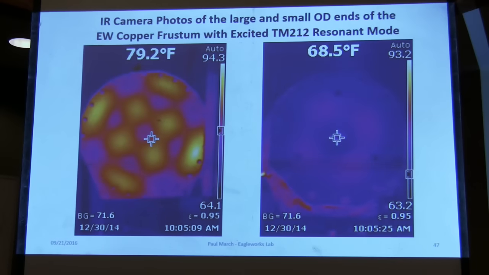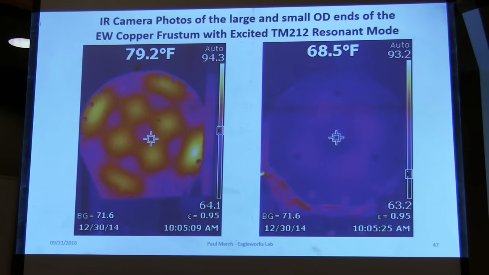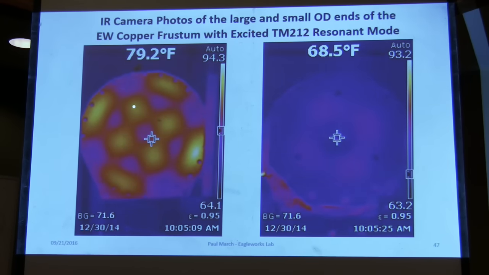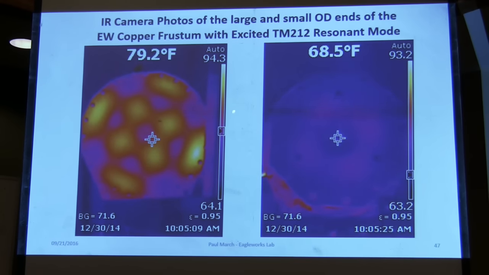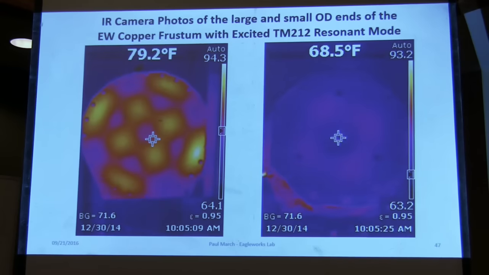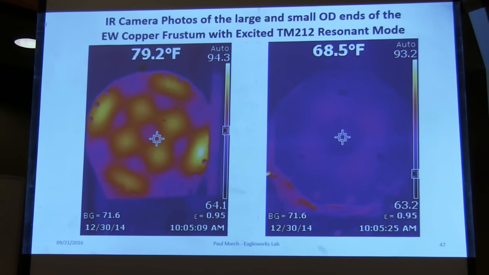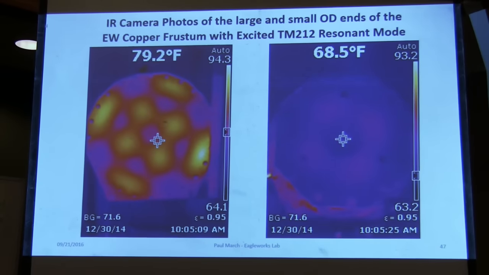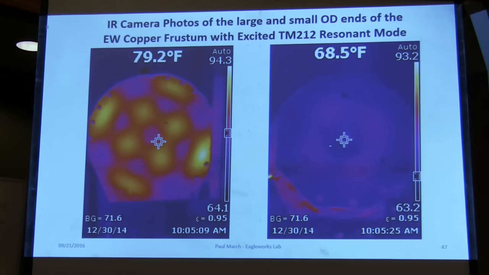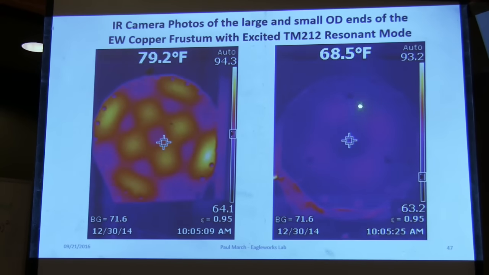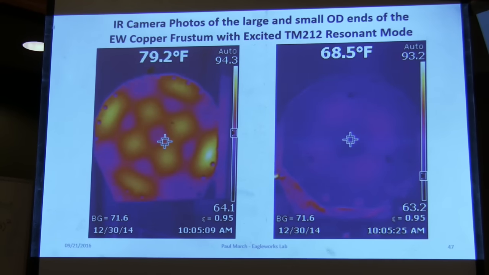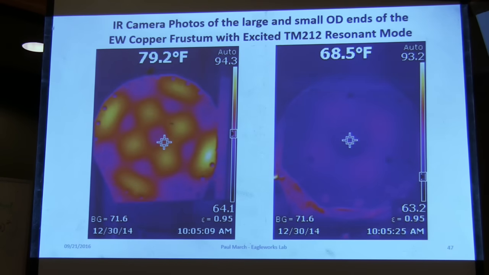Okay, next slide. Here are the end caps again, enlarged on the IR camera, showing the hot spots on the electric where the highest I squared R losses were for this mode, the TM212 mode. That's the pattern it generates when the antenna is mounted right there. It's pinned to the antenna location. If I rotated the antenna 90 degrees, this pattern would rotate 90 degrees. And on the little end you can see that the stray currents are much, much weaker, but still there, about an order of magnitude down from the big ones.